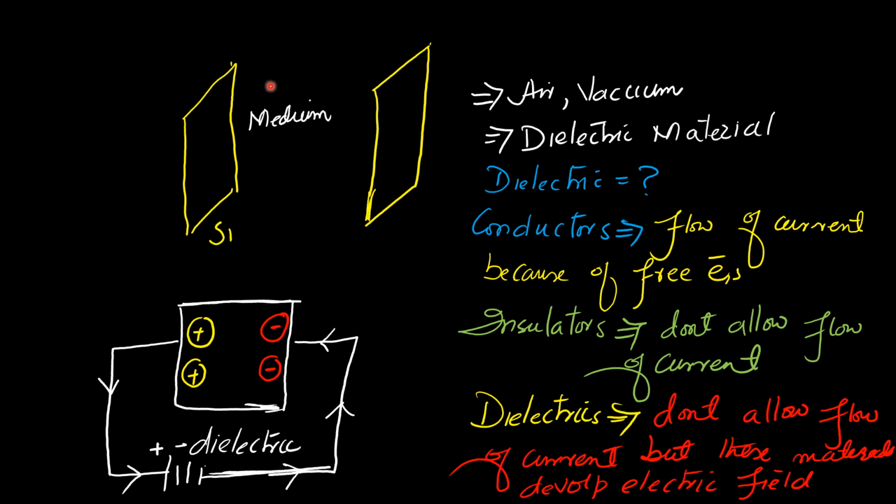Usually the parallel plates of the parallel plate capacitor could have a vacuum or air between them, but most commonly a dielectric medium is placed between the plates of the capacitor. This dielectric medium does not allow the flow of current, but it gets polarized when a potential difference is created between the plates of the capacitor.